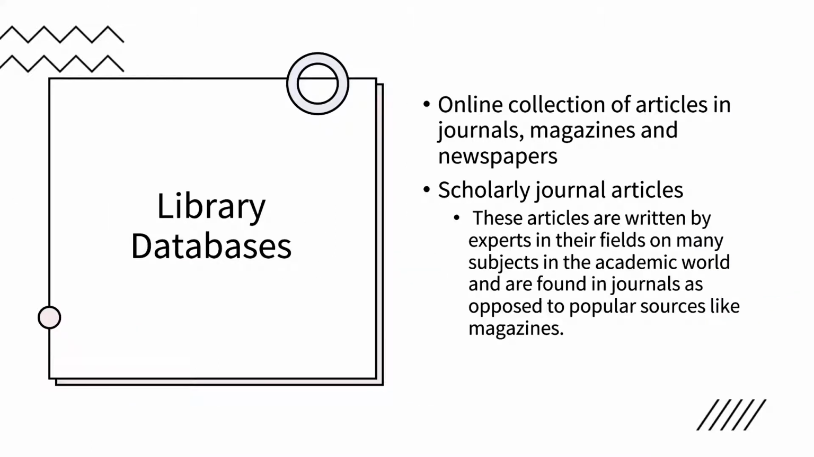Before we begin, let's talk a little about databases. What exactly is a database? If you say it is an online collection of articles in journals, magazines, and newspapers, you're right. Scholarly journal articles are one of many document types found in databases. These articles are written by experts in their fields on many subjects in the academic world and are found in journals as opposed to magazines.